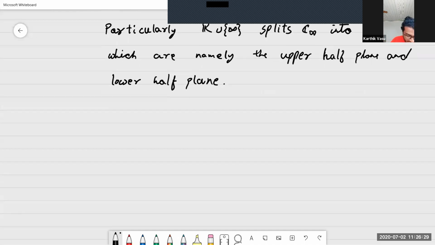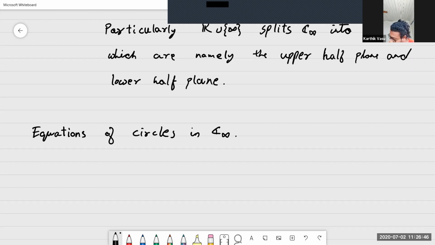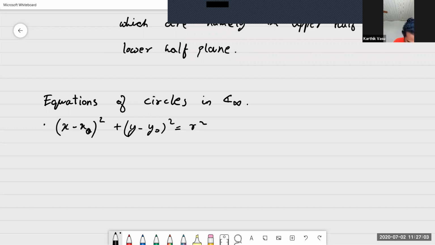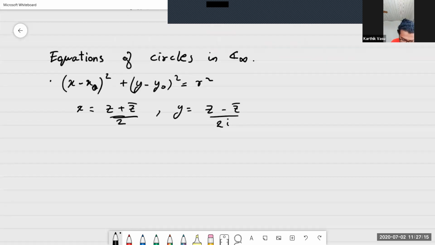Okay. So next, we will talk about equations. What are the equations of a circle? So a circle in R2 is this, right? If I want to convert this into complex coordinates, I will just substitute x equal to (z plus z bar) by 2 and y equal to (z minus z bar) by 2i. So if I do this substitution and rearrange it, I will get something of this form.